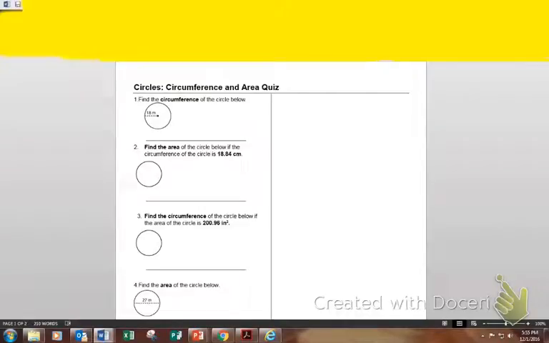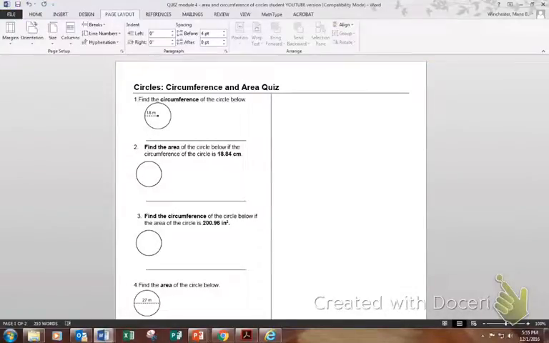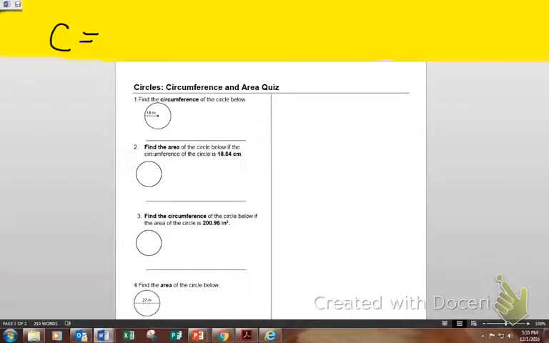In the Circles, Circumference and Area quiz of Module 4, we are asked to find the circumference and area of circles. To do so, we need to remember our formulas. Circumference is the measure around the outside edge. The measure around the outside edge is like the perimeter. Circumference is equal to 2 pi times the radius, or circumference is equal to pi times the diameter.